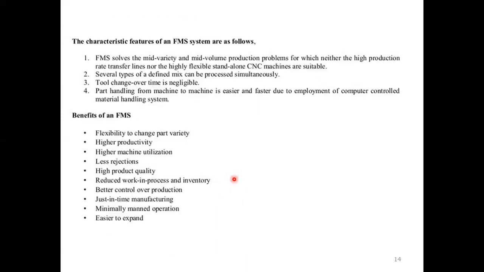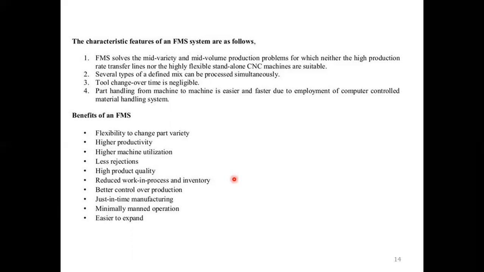Then characteristics of FMS. FMS solves the mid-variety and mid-volume production problem for which neither the high production rate transfer lines nor the highly flexible standalone CNC machines are suitable. Several types of a defined mix can be processed simultaneously. Tool changeover time is negligible. Part handling from machine to machine is easier and faster due to employment of computer controlled material handling system.